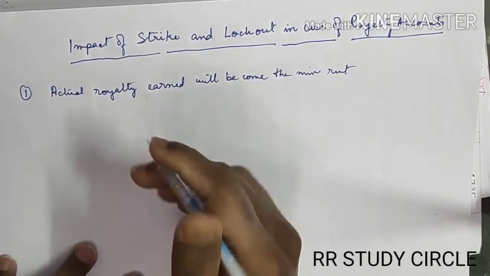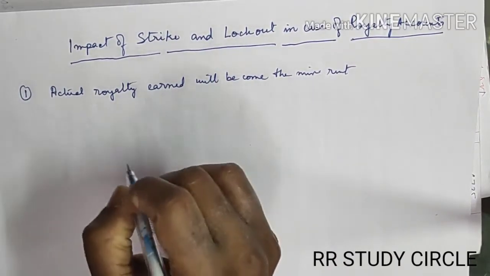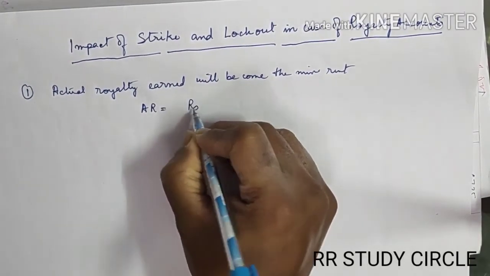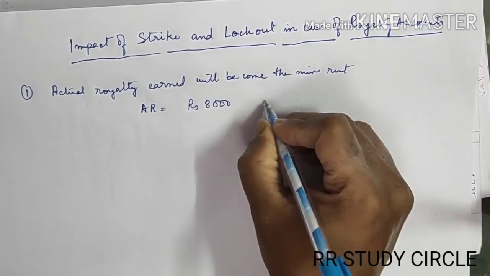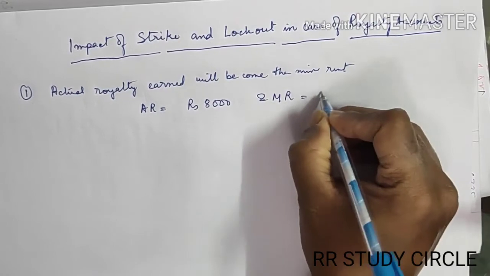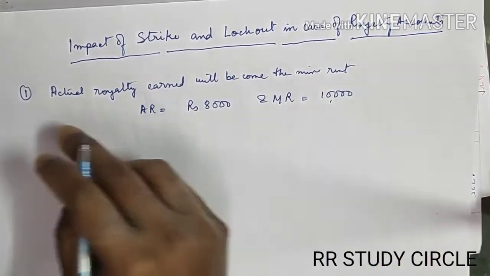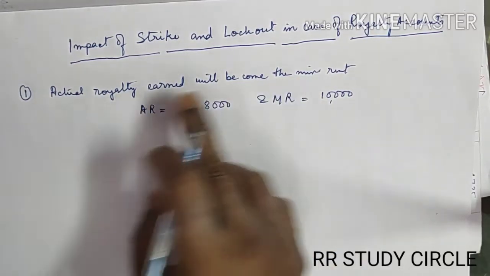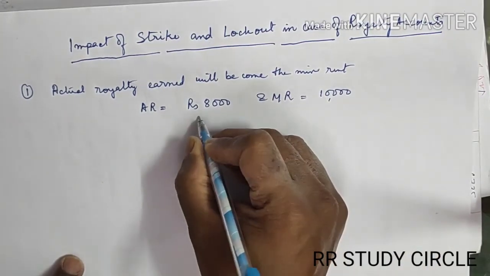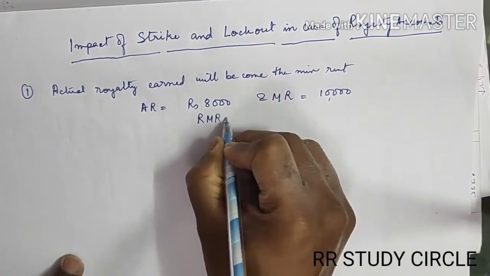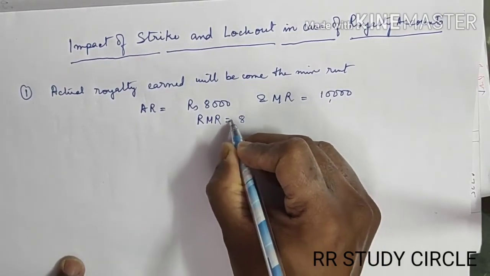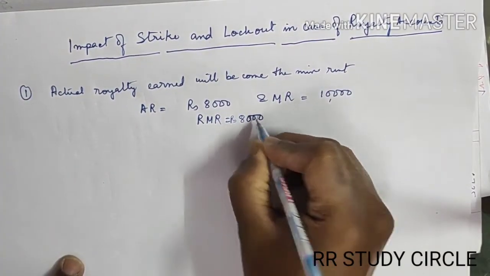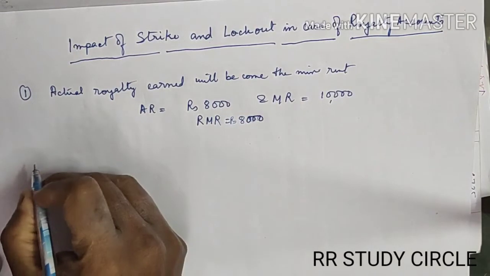Say, for example, in the year in which strike has taken place, the actual royalty was rupees 8,000 and the minimum rent was rupees 10,000. If this agreement has been made between the lessor and lessee, then the reduced minimum rent, RMR, will be rupees 8,000. I think the first situation is clear.